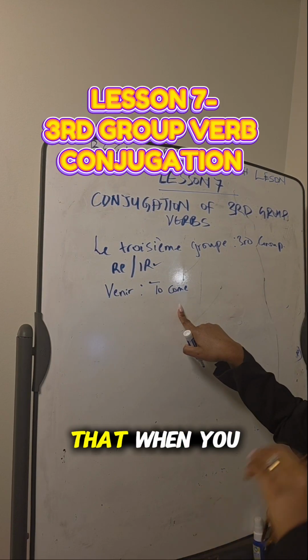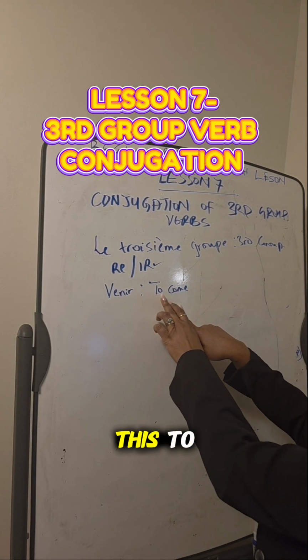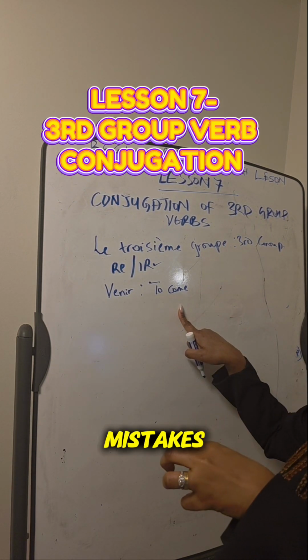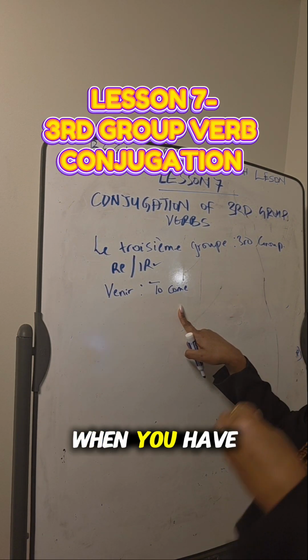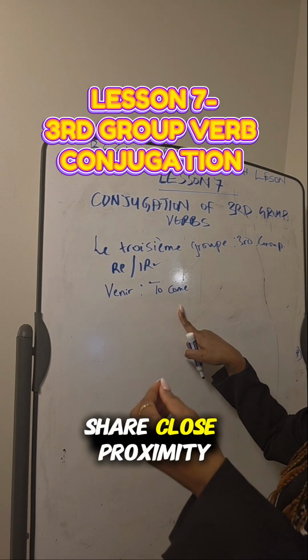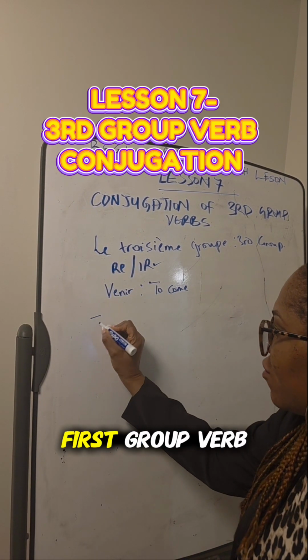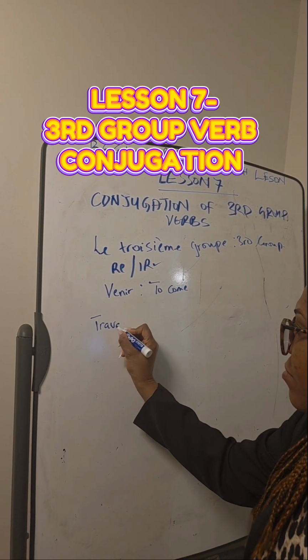The reason is that when you fail to put the "to" and the action, you can make mistakes, especially when you have certain verbs that share close proximity with a noun. This is what I mean. Look at this first group verb, travailler.